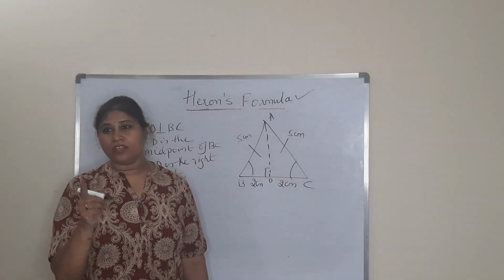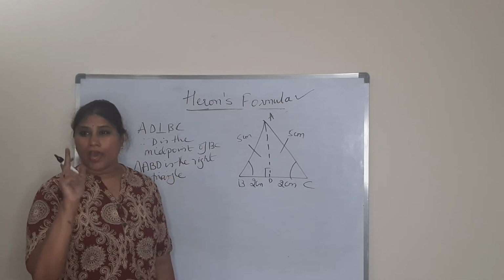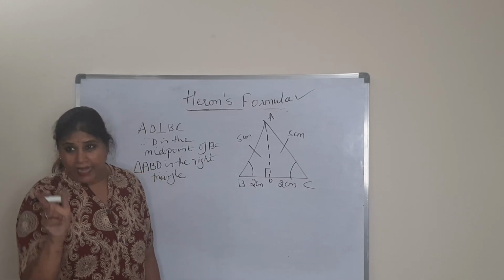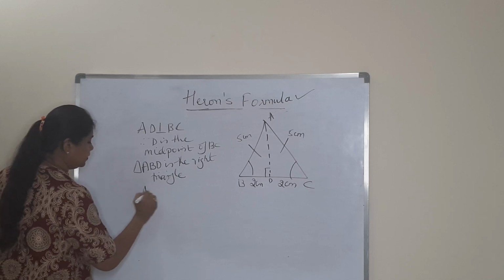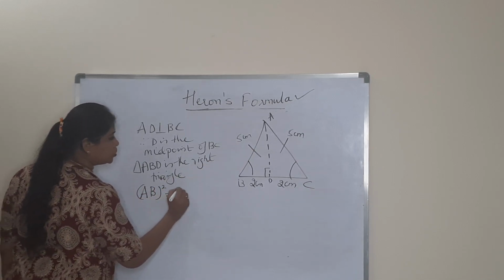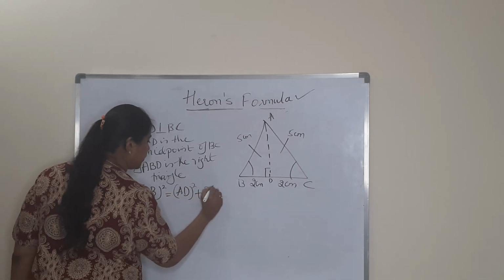Do you remember Pythagoras, or did you forget it in the lockdown? Yes, ma'am. Yes, it is: the square of the hypotenuse equals the sum of the squares of the other two sides. So, in this triangle, AB square is equal to AD square plus BD square.